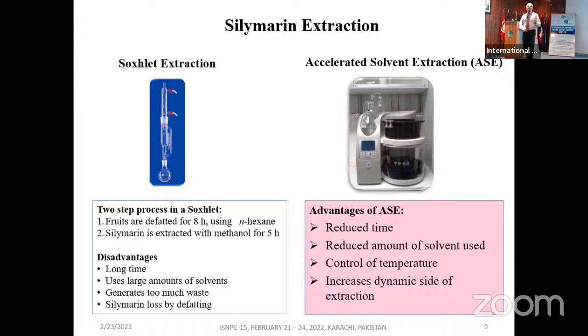It takes a long time, uses a lot of solvent, generates waste, and silymarin can be lost in the defatting step, while our method is characterized by reduced time and reduced amount of solvent, extracting the material under pressure, increasing the dynamic extraction, the contact between the solvent and the plant material.